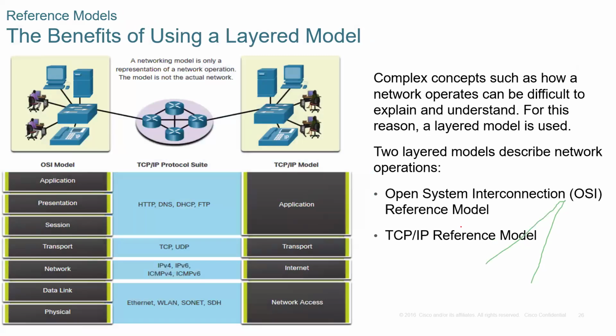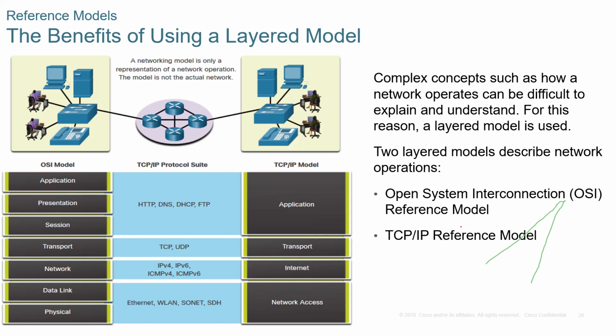Reference models, almost done. The benefits of using a layered model. We define a model as a conceptual framework which makes processes like networking very easy to explain. The models we are going to use are the TCP/IP model and the OSI model. The TCP/IP model has 4 layers: application, transport, internet, and network access. We also have the OSI model with 7 layers: application, presentation, session, transport, network, data link, and the physical layer.